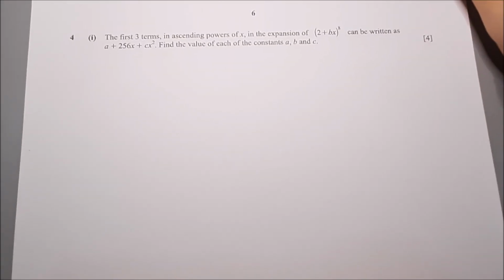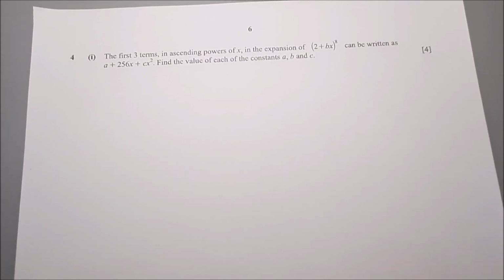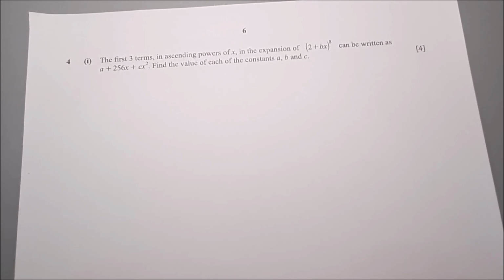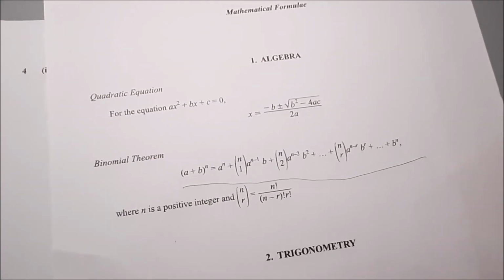Question 4. I. The first three terms in ascending powers of x in the expansion of (2 + bx)^8 can be written as a + 256x + cx². Find the value of each of the constants a, b, and c. So to do this question, you can refer to the binomial theorem formula on page 2 of your exam paper, which is right here.